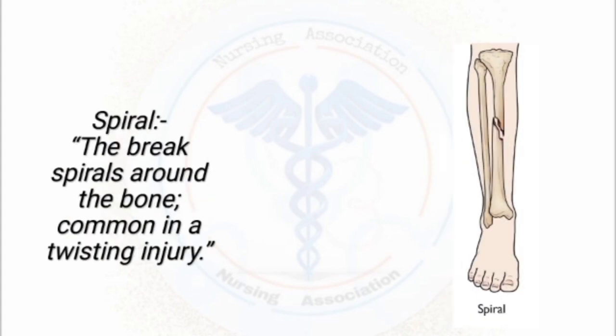Further is spiral fracture. The break spirals around the bone, common in twisting injury. So in this picture you can see spiral fracture. It occurs when a long bone is broken by a twisting force. For example, in football, two players running into one another and the leg is twisted, and by this a fracture can occur. So this is spiral fracture.